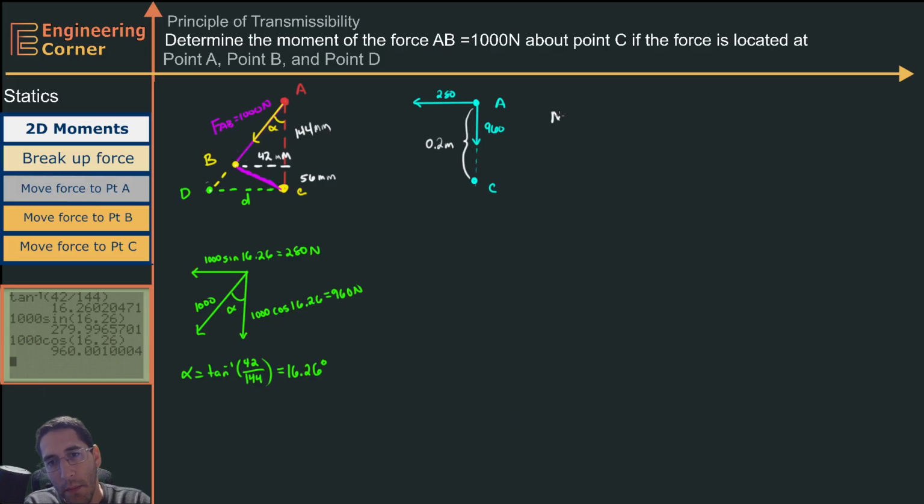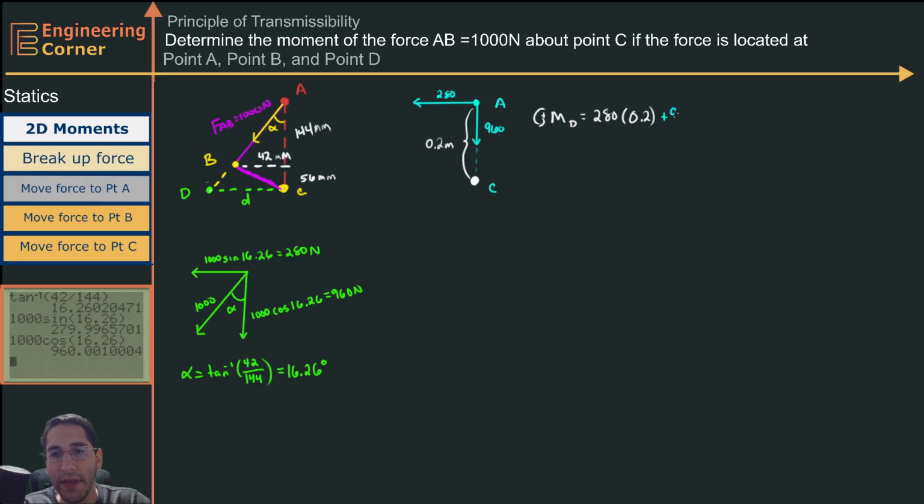Okay, so when we look at the moment about C, let's rotate my problem counterclockwise, and I'm going to have 280 times this perpendicular distance of 0.2. I know 280 is positive because if I pin my problem at point C and rotate the entire problem about C, then this is going to rotate like this. Because it's rotating head first, the vector's rotating head first, we know it's positive. Now the 960 goes right through point C, so there is no perpendicular distance.